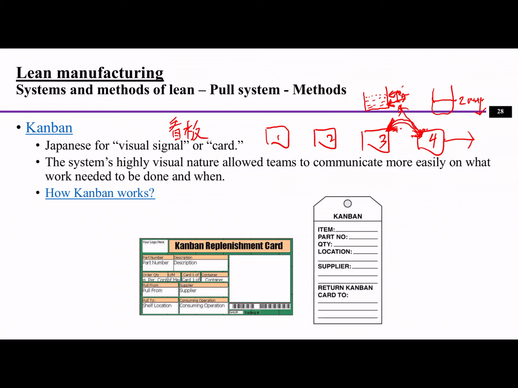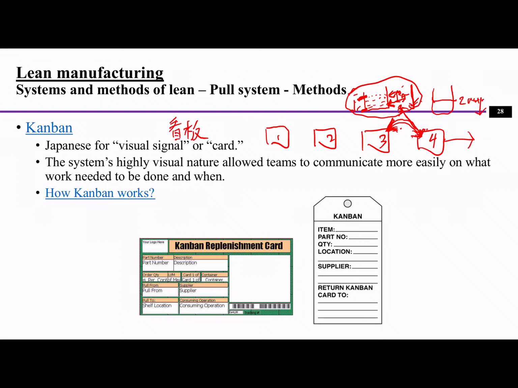Because you see, 4 has taken that from 3, and then the Kanban level is going down. And then 3 knows, okay, I need to make more in order to fill this Kanban to this level. Because right now, the level is going down, so I need to fill this level. So this is how 3 knows that it will start to make more parts and how many parts it will make. Basically, the information is transferred or handled by the Kanban.